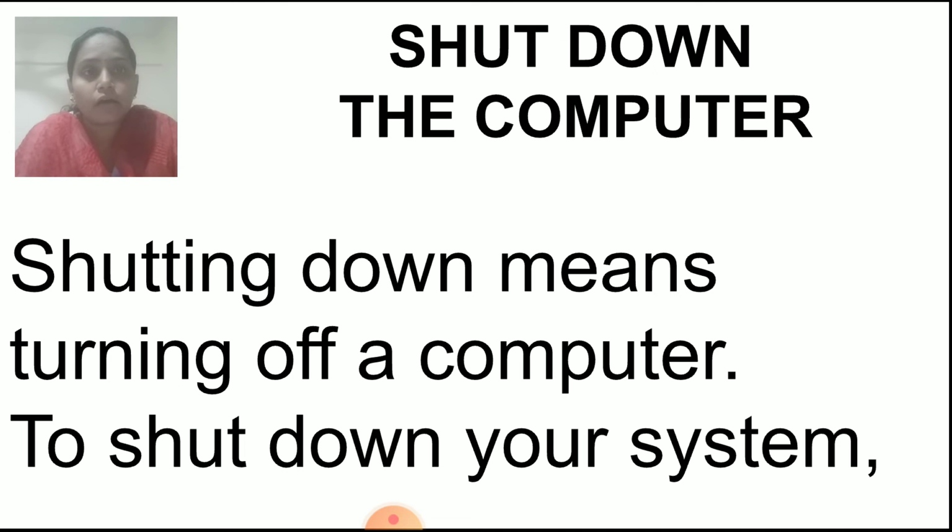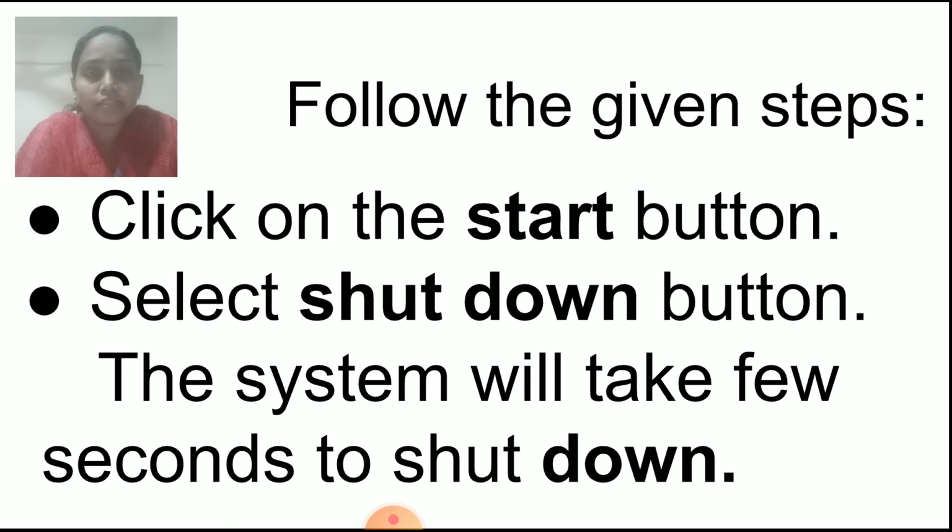Now we will see how to shut down the computer. Shutting down means turning off a computer. When your work is finished, you want to shut down the machine, right? To shut down the computer, you just have to click on the start button. There is one option called shut down. On that you have to click. Okay, shutting down means what? Turning off a computer. To shut down your system, you have to follow the following steps.